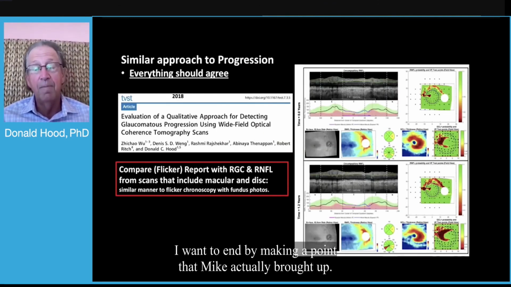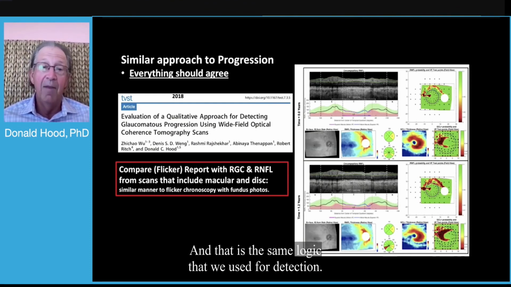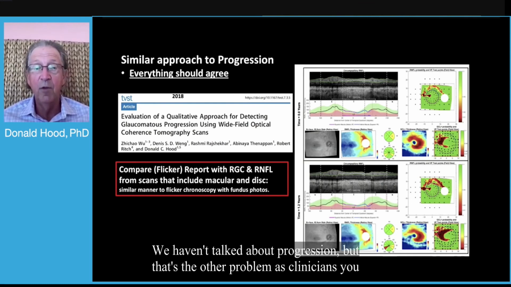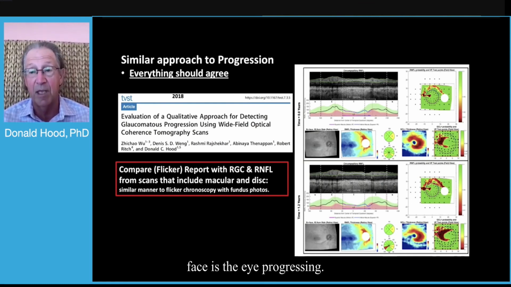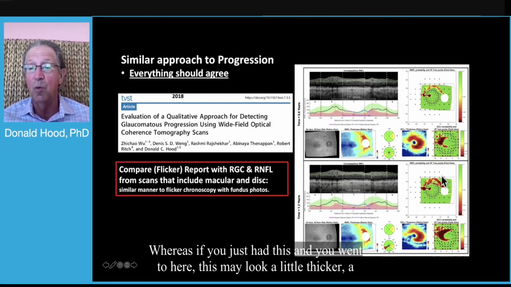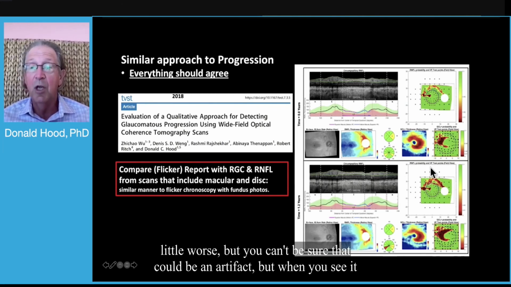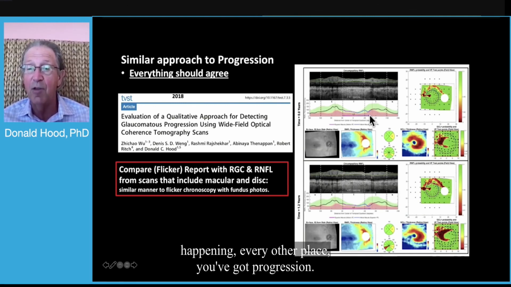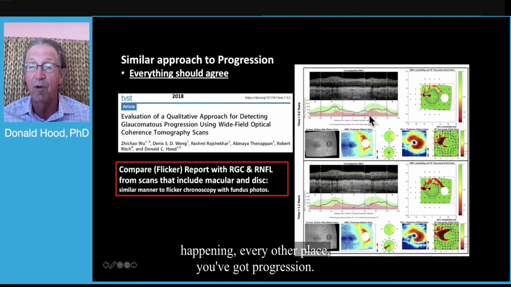I want to end by making a point that Mike actually brought up, and that is the same logic that's used for detection. We haven't talked about progression, but that's the other problem as clinicians you face. Is the eye progressing? The same logic can be used. Whereas if you just had this and you went to here, this may look a little thicker, a little worse, but you can't be sure. That could be an artifact. But when you see it happening every other place, you know you've got progression.